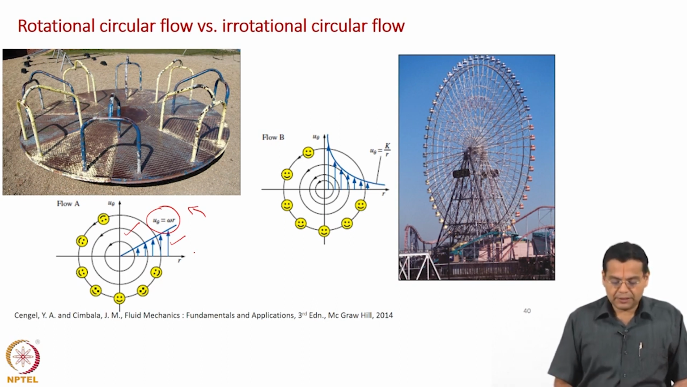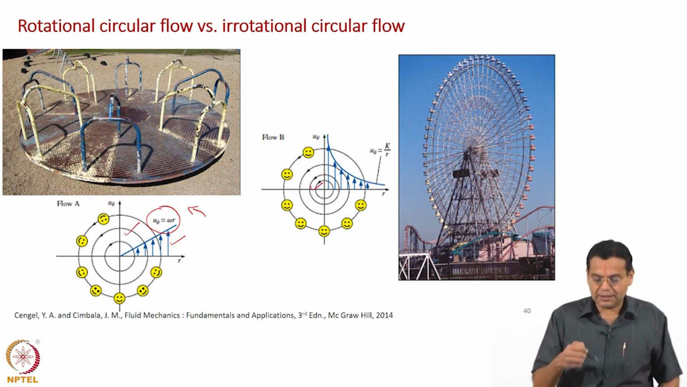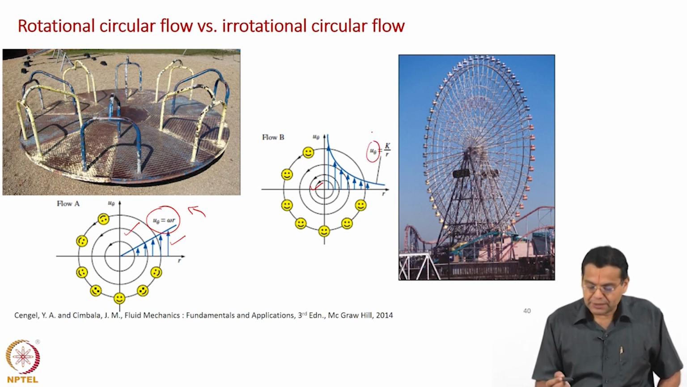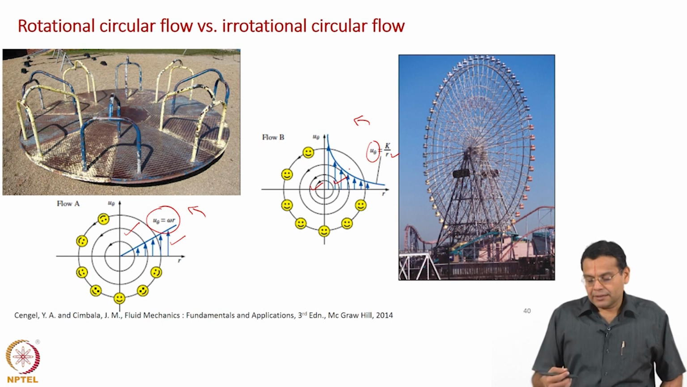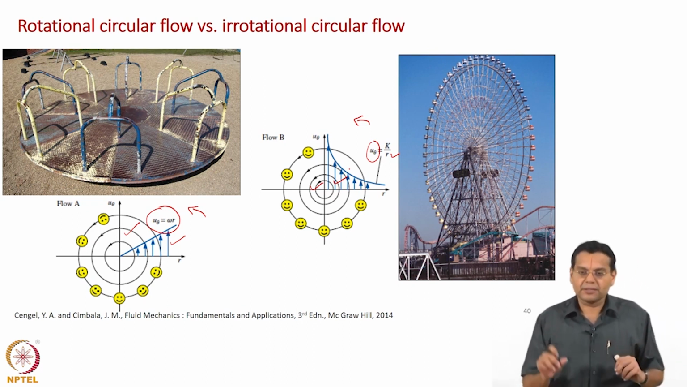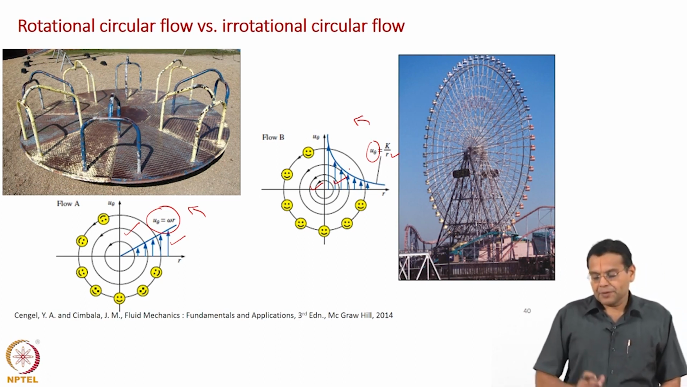Now let us look at flow B, where once again it is circular flow, because the streamlines are circular, no doubt about it. But in this case the velocity, once again in the tangential direction, the theta direction, varies inversely with r. As you go away from the center, the tangential velocity decreases, so u theta versus r is a hyperbolic form. So, flow A is circular and flow B is circular; in flow A the tangential velocity increases with r, and in flow B the tangential velocity is inversely proportional to r, decreasing with r.